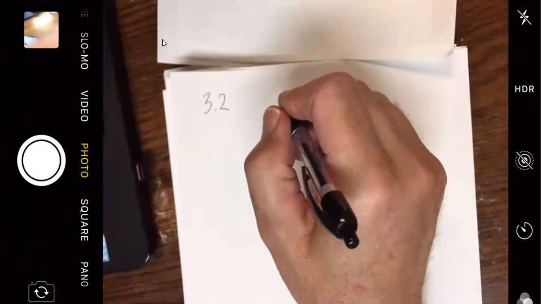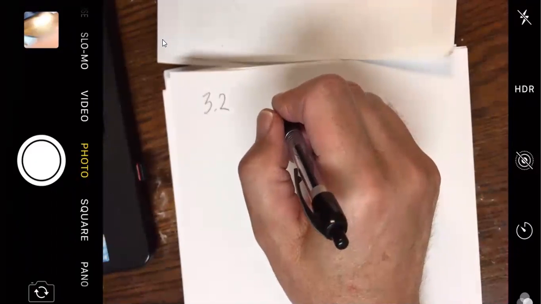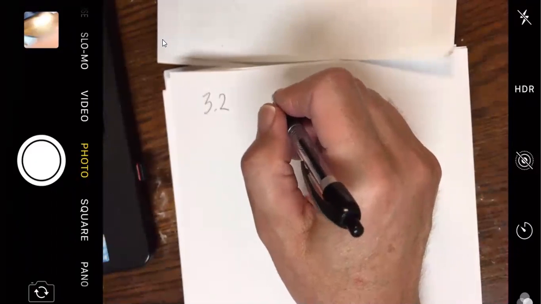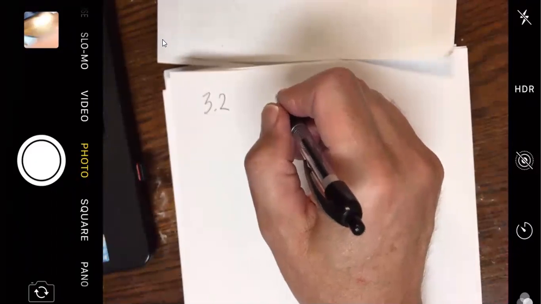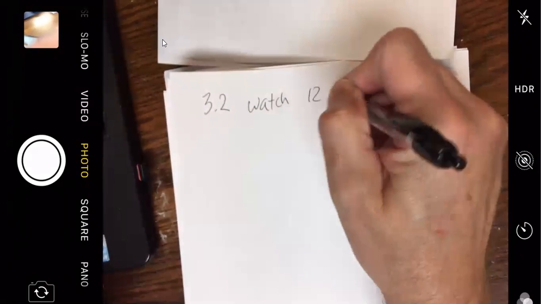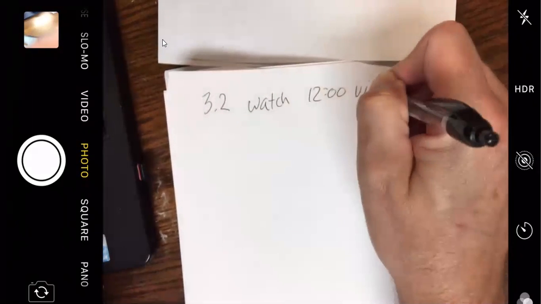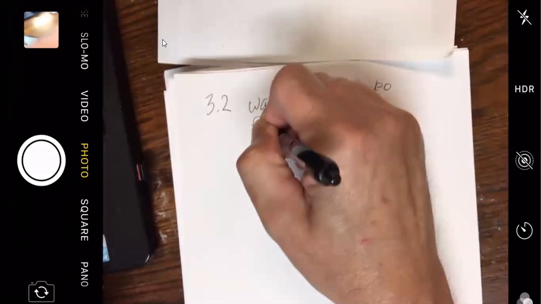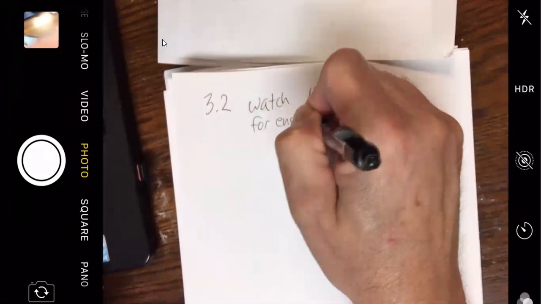All right. Let's go on to 3.2. I won't, again, do all of 3.2. Let's do one on end behavior. They make a big deal about end behavior, and you can watch the 12 o'clock video for end behavior.